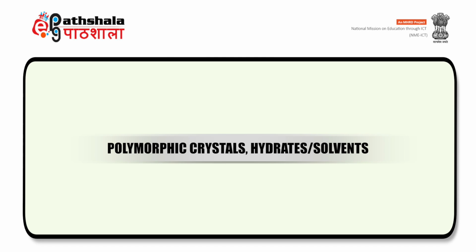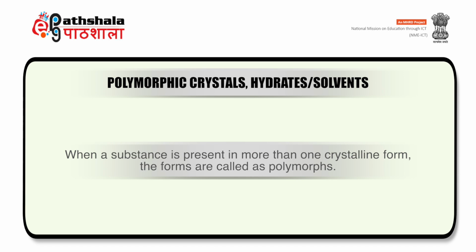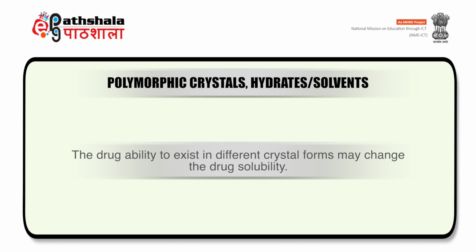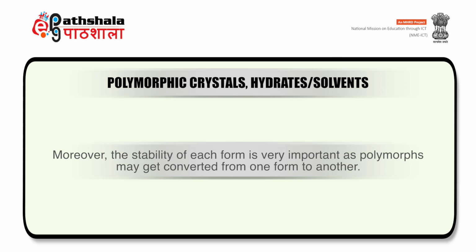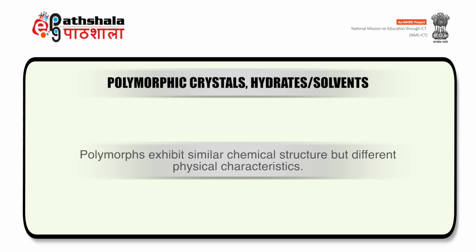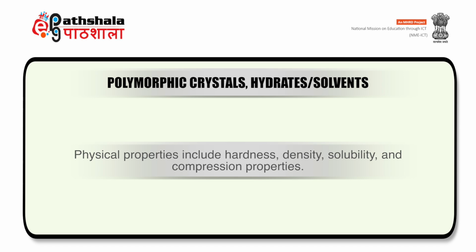The second physico-chemical factor affecting the absorption of the drug is polymorphic crystals, hydrates or solvates. When a substance is present in more than one crystalline form, the forms are called polymorphs and the phenomenon is called polymorphism. The drug's ability to exist in different crystal forms may change the drug's solubility. Moreover, the stability of each form is very important, as polymorphs may get converted from one form to another. Polymorphs exhibit similar chemical structure but different physical characteristics. Physical properties include hardness, density, solubility, and compression properties.